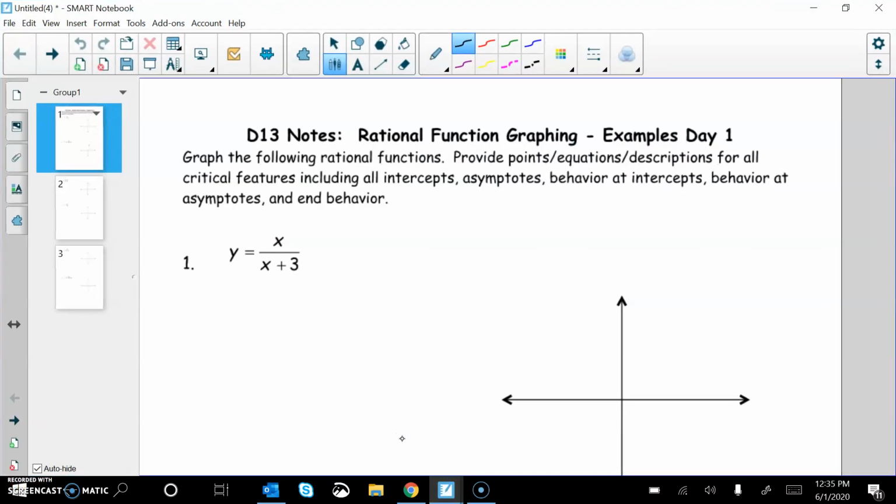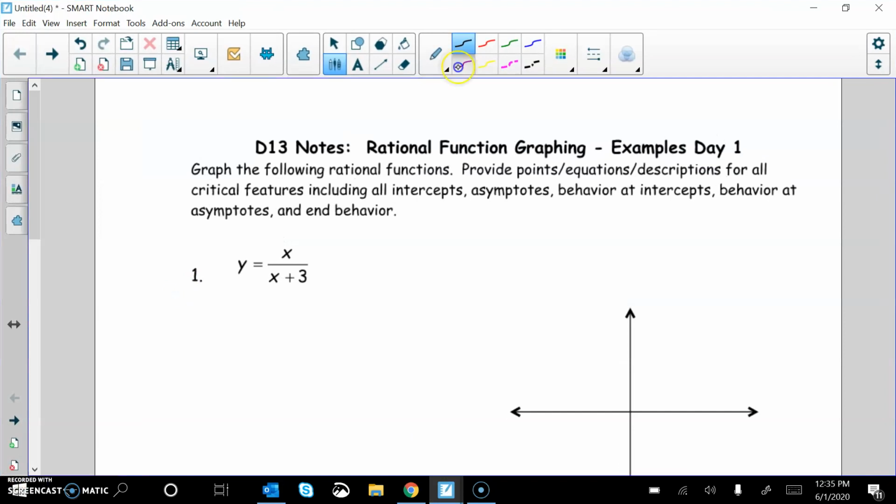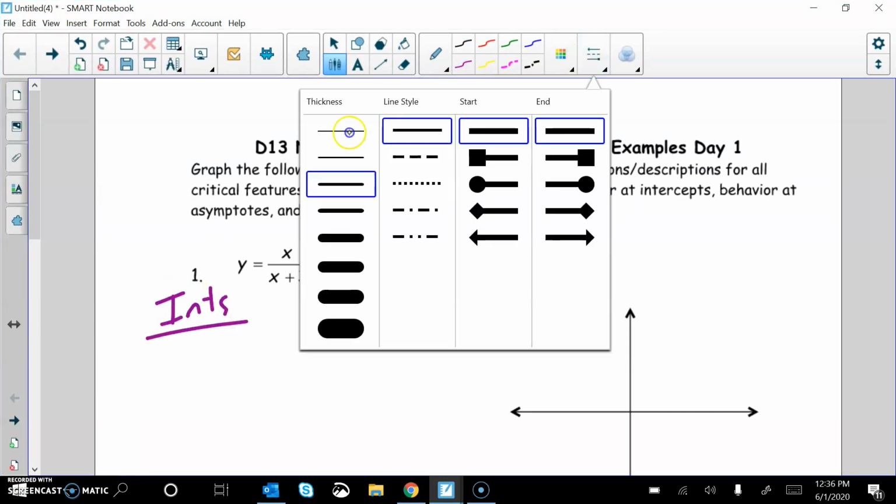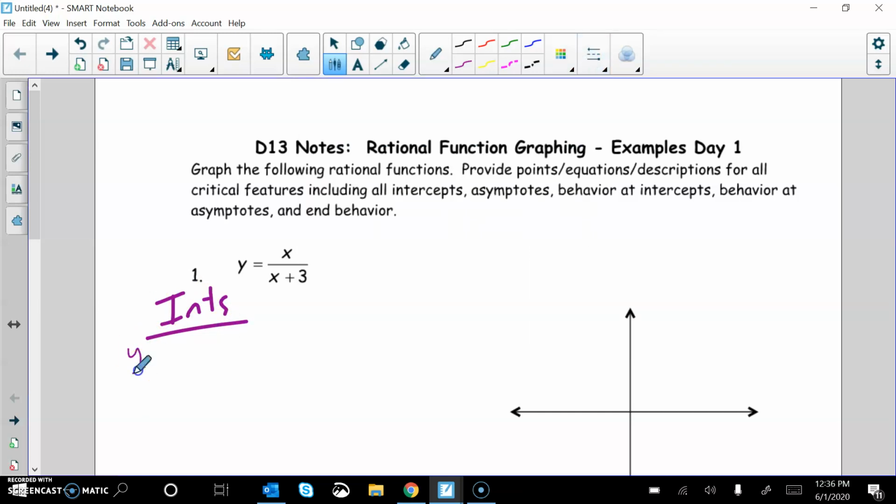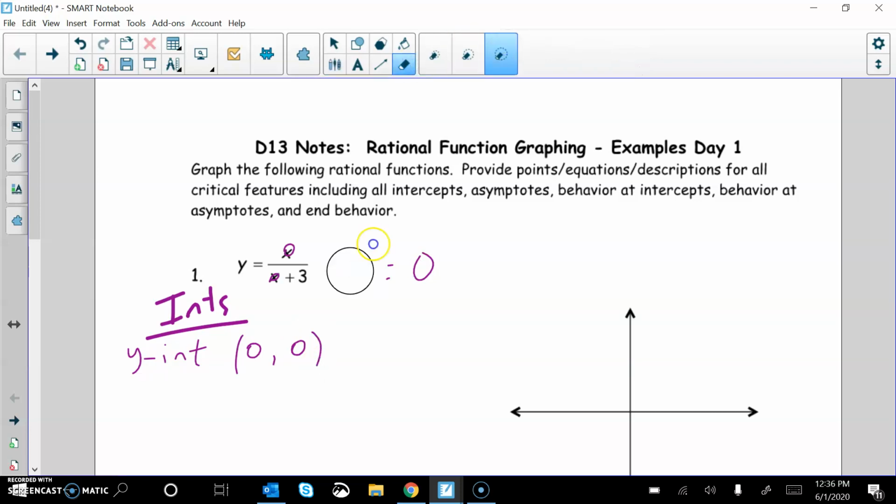All right, so number 1, my intercepts. So my y-intercept, let's go ahead and calculate that. Plug in 0. So we plug in 0, we end up with 0 over 3 or just 0. So we have a y-intercept at 0, 0. There's one key feature. Let's go ahead and plot that.